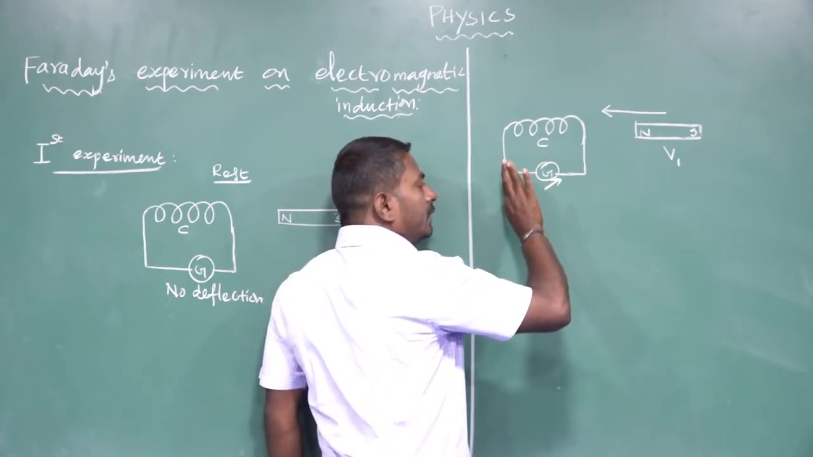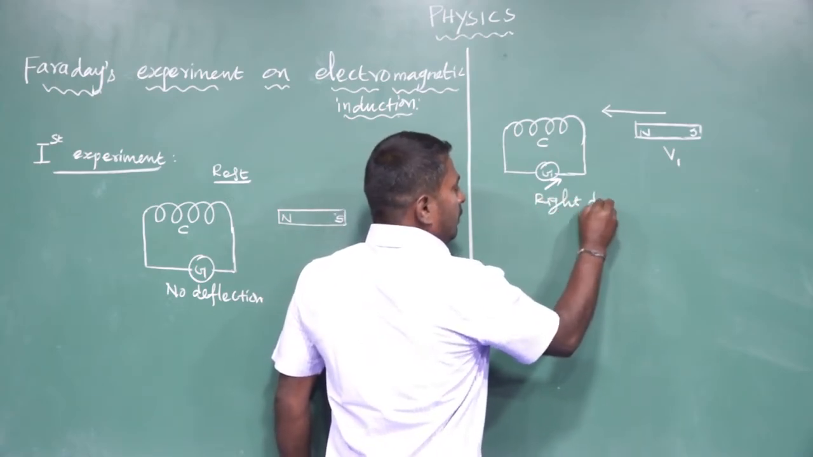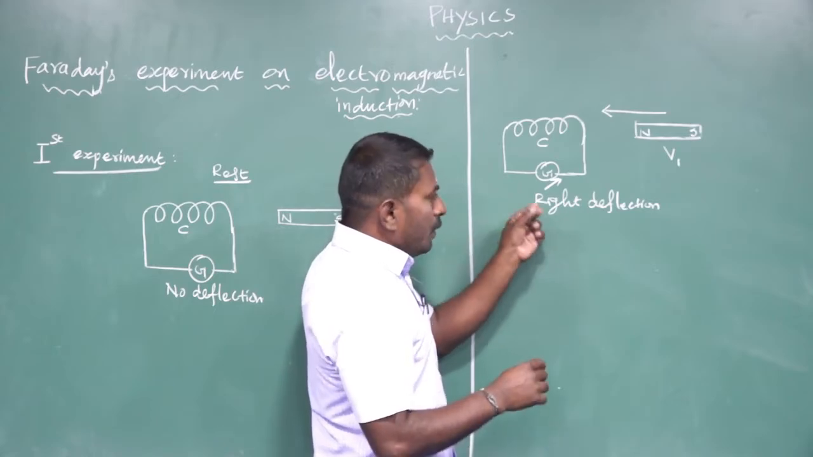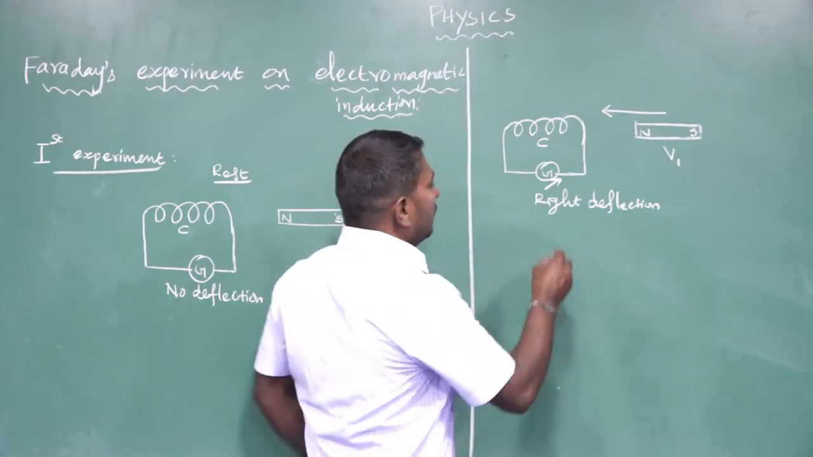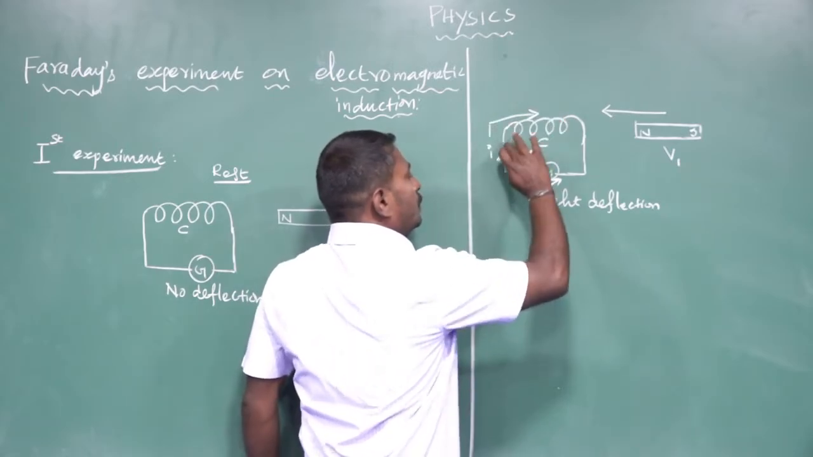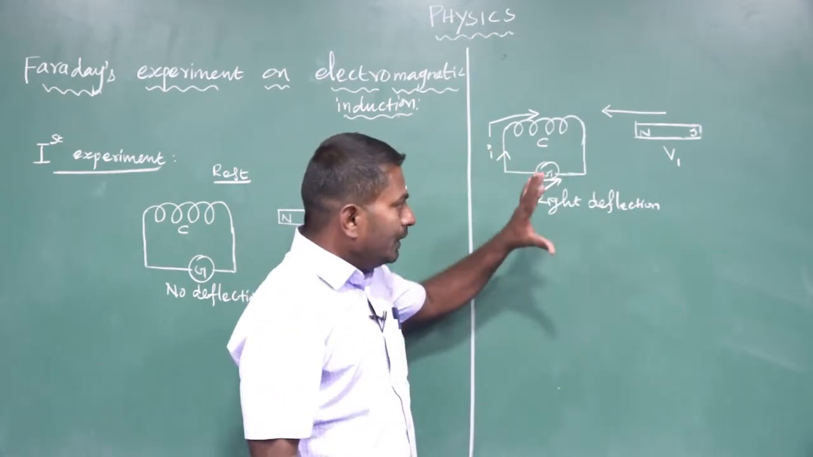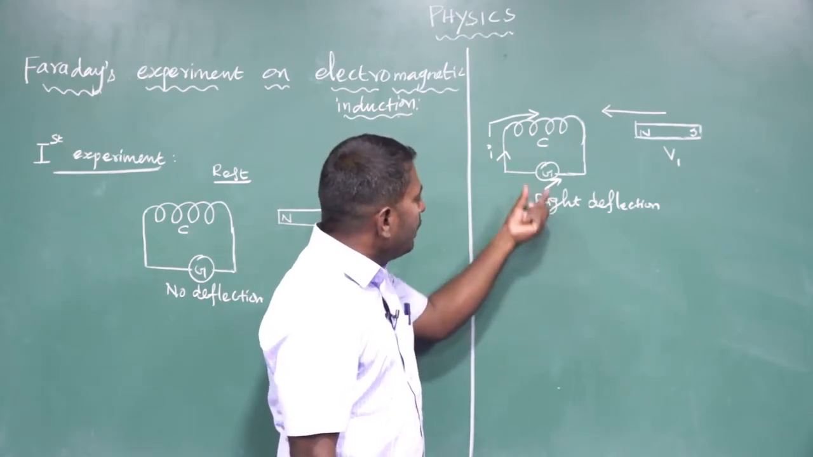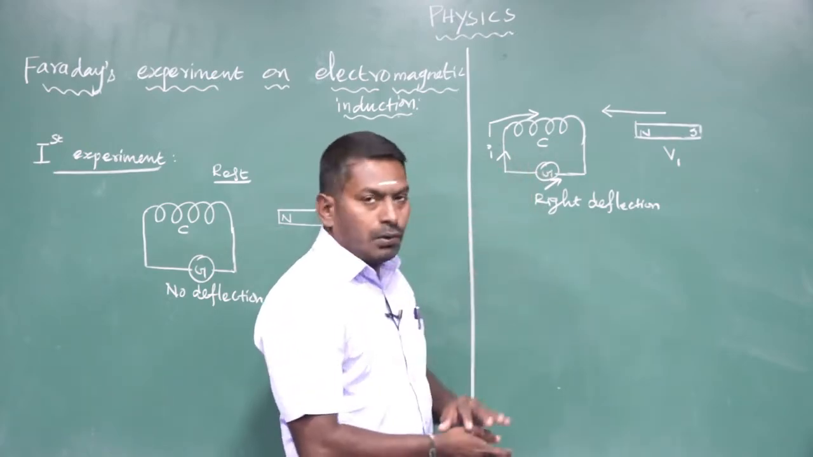The galvanometer shows a momentary deflection towards the right side, which means electric current is now set up in the closed circuit. That's why the galvanometer shows a momentary deflection along this direction. The current flows through the closed circuit along this direction, which is why there is a right side deflection. So when the north pole of the bar magnet moves towards a stationary closed circuit, the galvanometer shows a momentary deflection, which concludes that electric current is set up in the closed circuit.